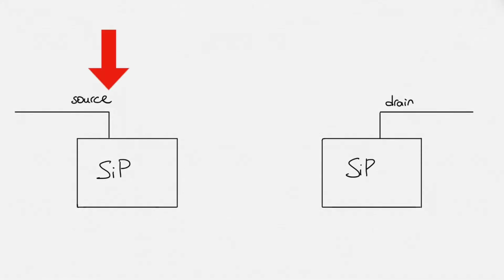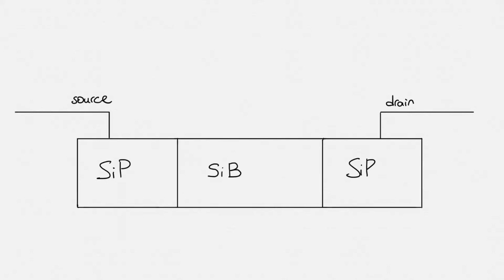The source is where electrons enter the transistor, and the drain is where they leave. These sections are doped with phosphorus atoms, which raises the electron per proton ratio in those parts of the transistor. The central part of the transistor is doped with boron atoms, which lowers the electron per proton ratio at that area. This means that when electrons come through the source, they start passing from the phosphorus region to the boron region.